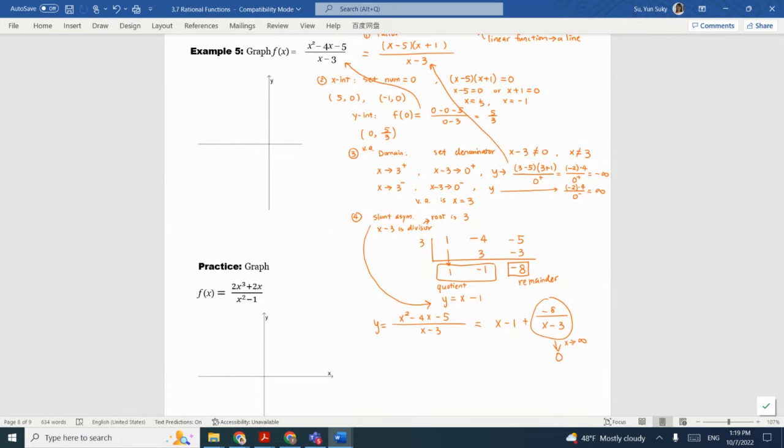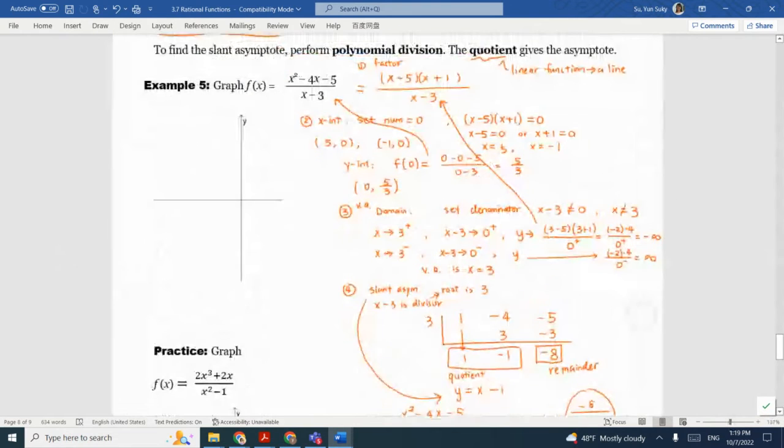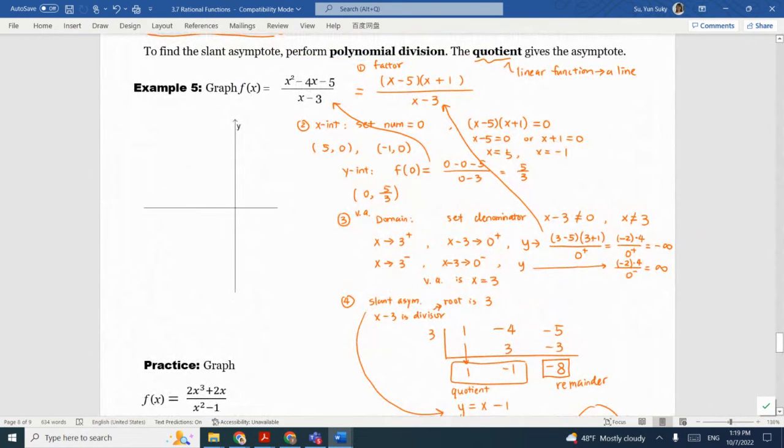Okay, now how do we graph this picture? First of all, let's put in the points. We have (5, 0). Let's say (5, 0) is right here.